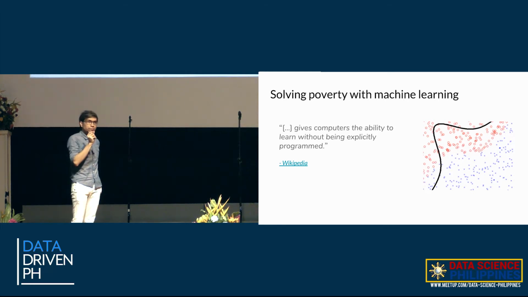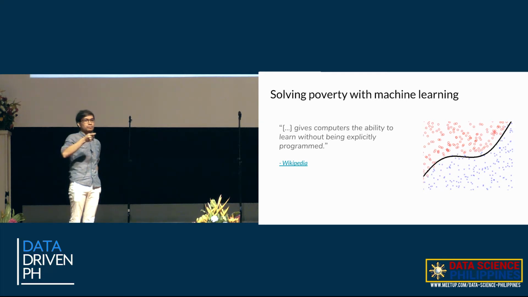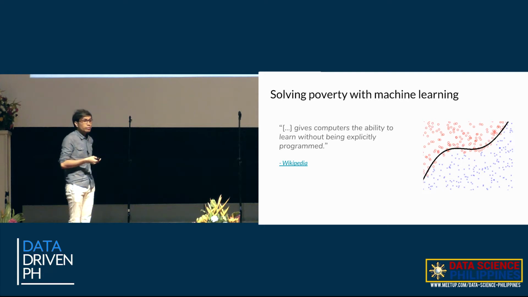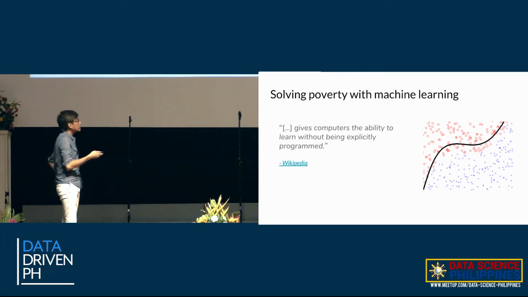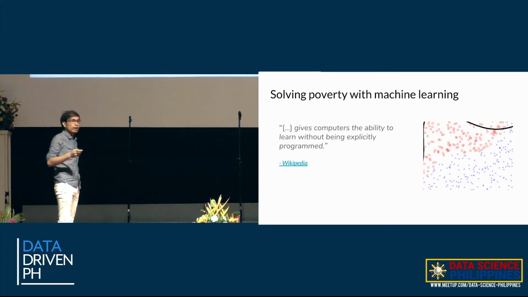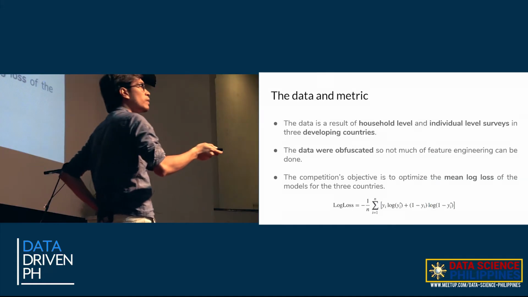So imagine a person manually telling the line to distinguish the black and the blue. But with machine learning, we no longer need to have that manual intervention. It learns from the data itself how to differentiate between the blue and the red data points.